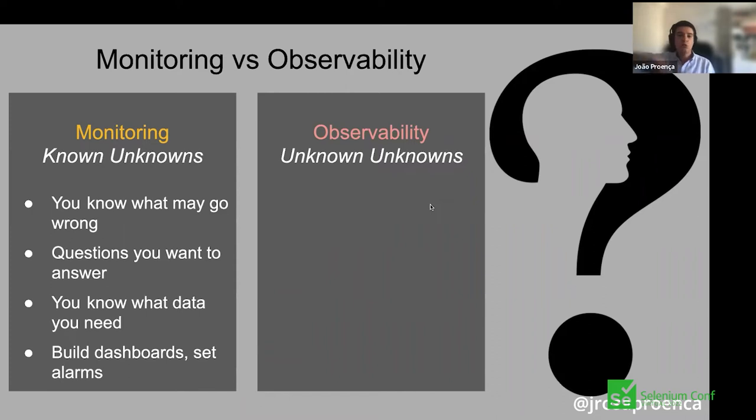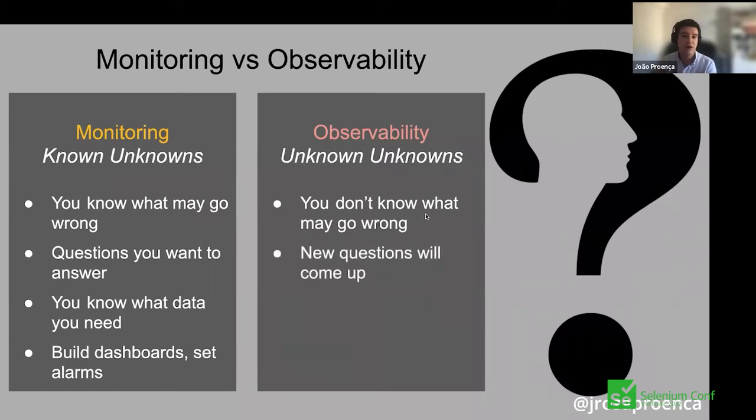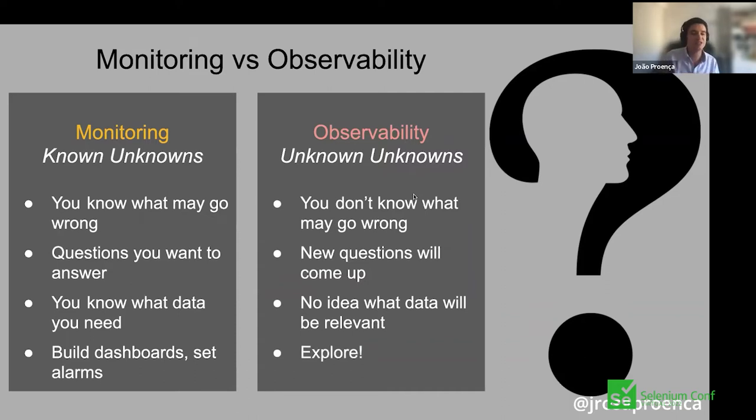With observability, when you walk into the unknown space, what you're basically acknowledging is that some things may go wrong and you don't know about them yet. So the data that you have already, maybe you'll want to ask new questions of that data. And you have no idea exactly what data will be relevant in the future when these new questions come up. Also, you can't build a dashboard today that will answer those questions in the future because you don't know exactly which questions you'll want to answer.